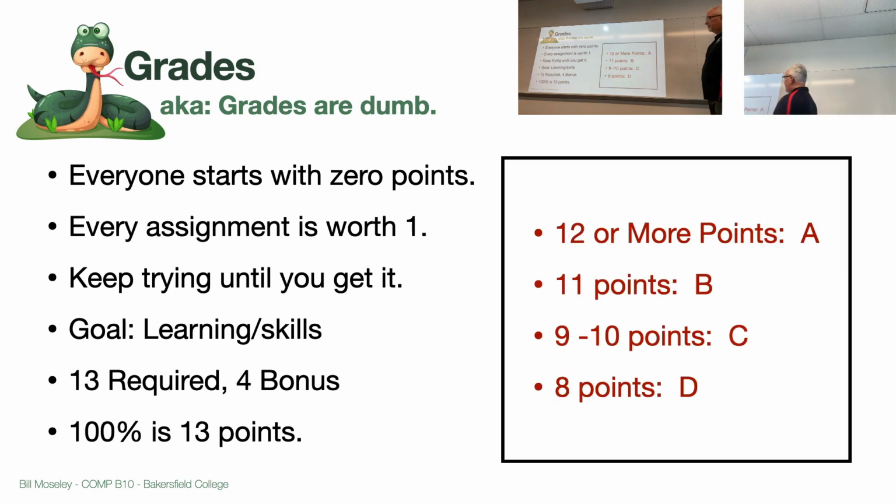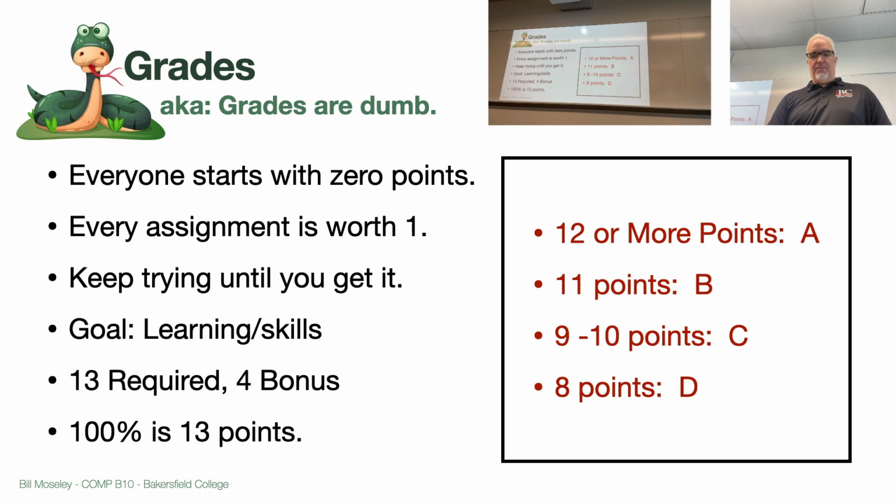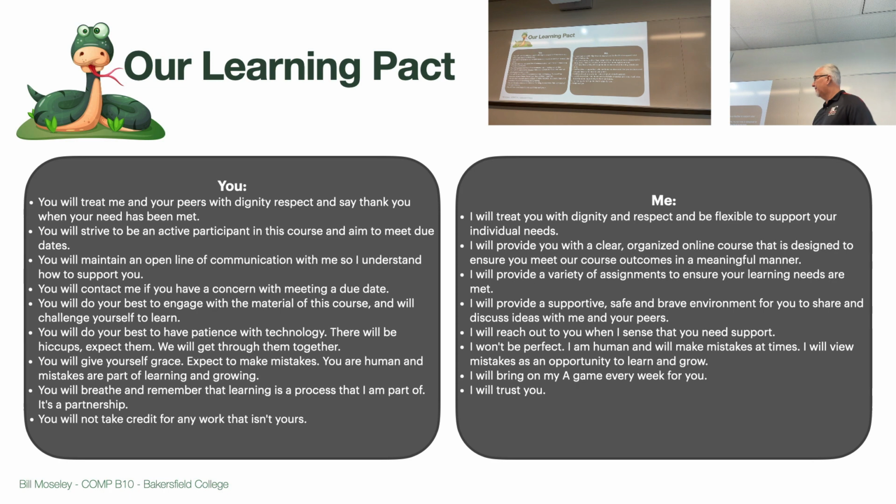So the grading scale: 12 or more points is an A, 11 is a B, 9 to 10 is a C, and 8 is a D. That's just simple math using 13 points as the denominator, with a standard grading scale. Like I said, that's the only time we're going to talk about grades, at the end of the semester. I will give you a letter grade just like you're supposed to have at Bakersfield College, and I will dream of the day when we don't have to do that anymore.